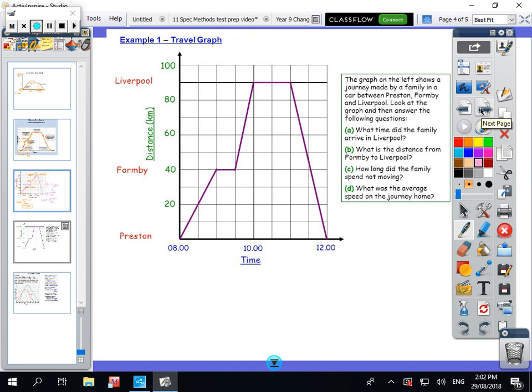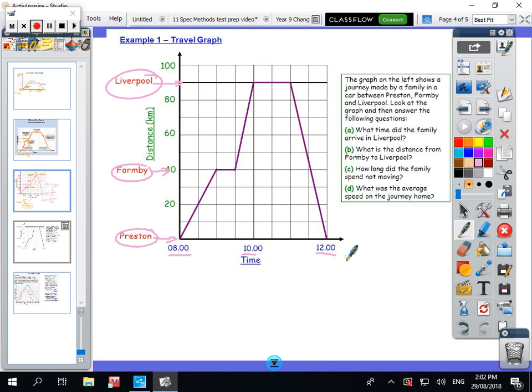Okay, so here's another one for some journey. So this is in England, Preston, Formby and Liverpool. Okay, so I'm assuming that Liverpool is at that position at the top, Formby at 40 and Preston's at 0. We've got 8 o'clock, 10 o'clock and lunchtime. So can you answer those questions on the side?